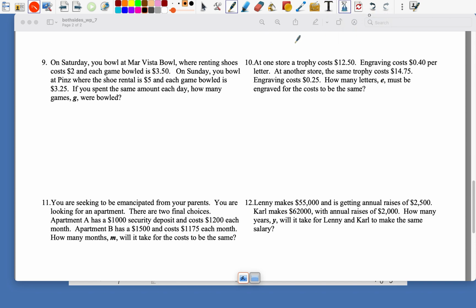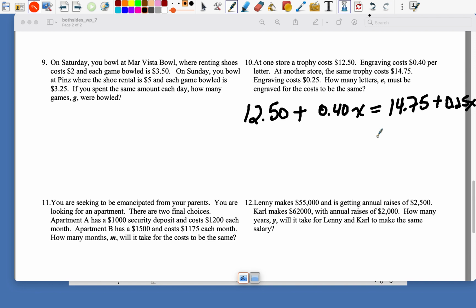Let's see. One store trophy costs $12.50. Engraving costs 40 cents per letter. So you're going to pay $12.50 plus 40 cents per letter. And let's write X. I don't like the letter L. On the other store, it's the same trophy, costs $14.75, plus they charge a little bit less for the letter, 0.25x. After how many letters will you be paying the same price?